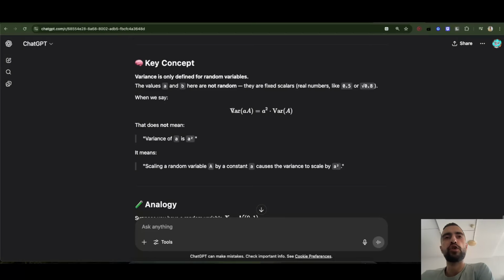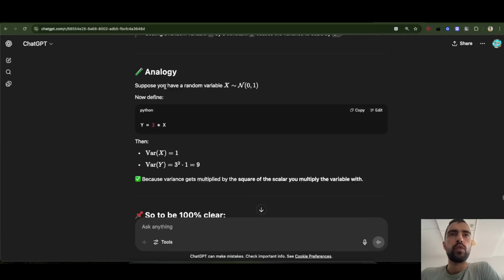So this is the formula that you need to understand. If you have some constant number and a random variable, variance can only be calculated for the random variable. A constant number doesn't have a variance. But this formula says scaling a random variable A, capital A, by a constant a, little a, causes the variance to scale by a squared. So that's the formula.